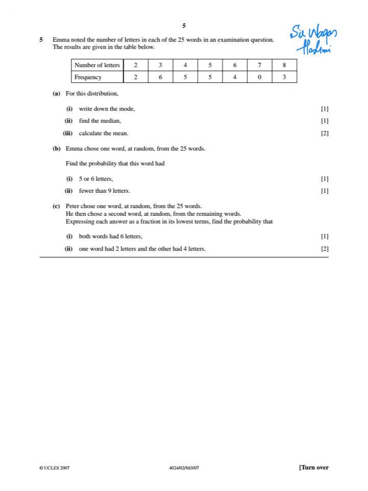Question number 5 from the topic statistics. Emma noted the number of letters in each of the 25 words in an examination question. The results are in the table below. For this distribution you need to find the mode. The mode is the highest frequency, and the highest frequency is 6, so the mode is 3. That is your first part answer.